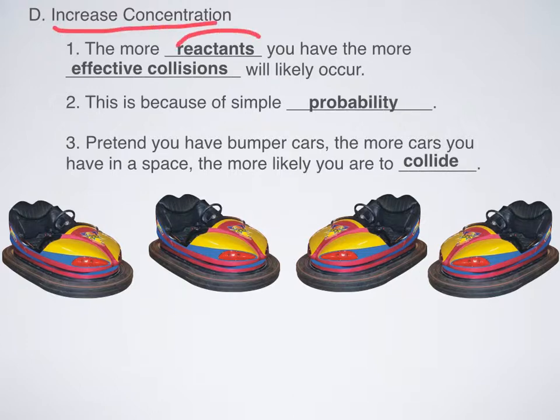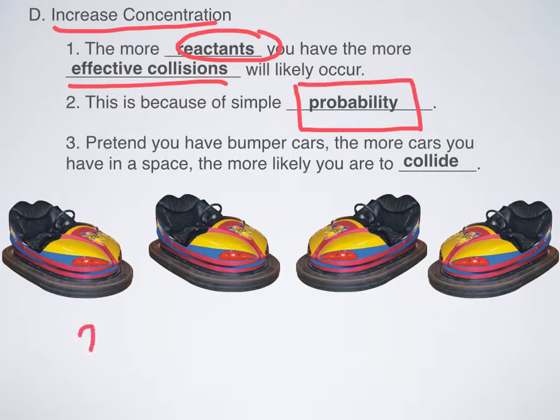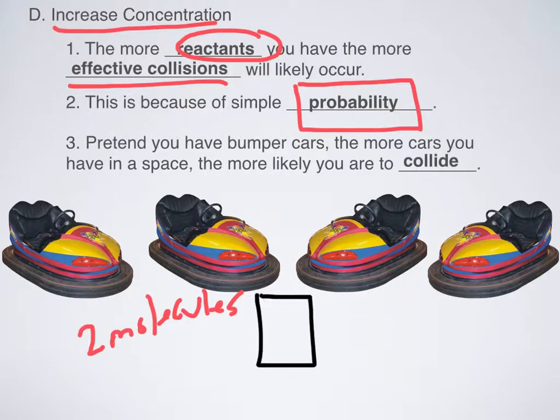So the more reactants I have, the more effective collisions will be likely to occur. And that is just a simple process of probability. If I only have 2 molecules, let's say, inside of a box, just 2 molecules, what are the odds of them making a product if, when I combine them together, I make one product? It depends on a lot of things. They're going to be bouncing around in a big container.